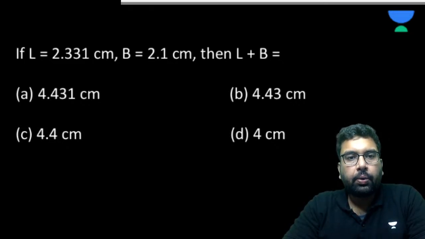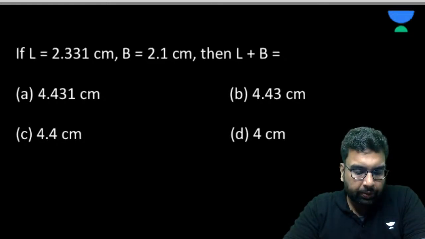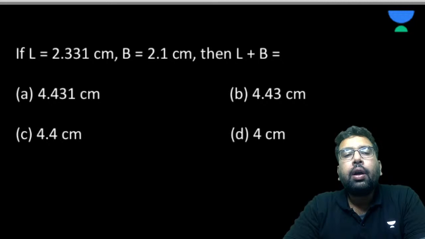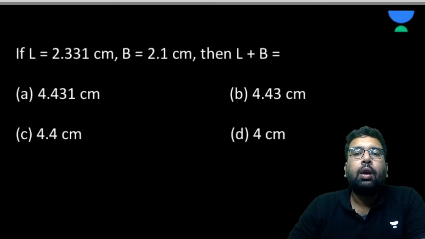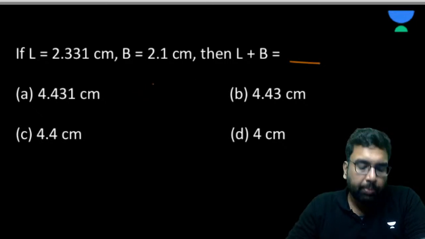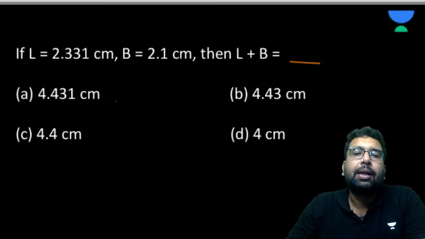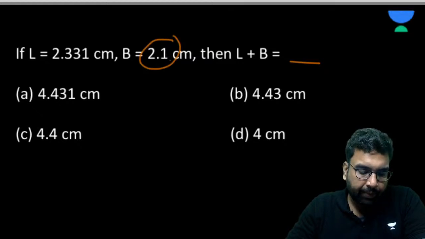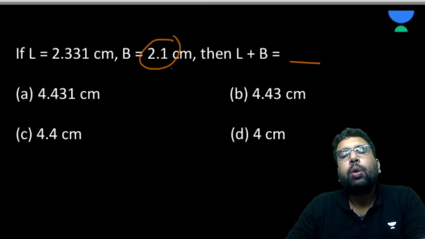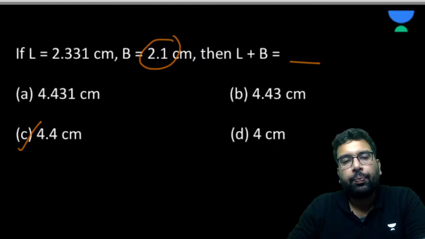Okay, so how can we do this? It says L is equal to 2.331 centimeter and B is equal to 2.1 centimeter. Yeah, Harsha, very good. Then L plus B. So what is this going to be equal to? When two quantities are added or subtracted, the solution must have the same number of decimal places as present in the value with the least decimal places. So 2.331 and 2.1. Wonderful. The answer must have only one decimal place. So it must be 4.4.